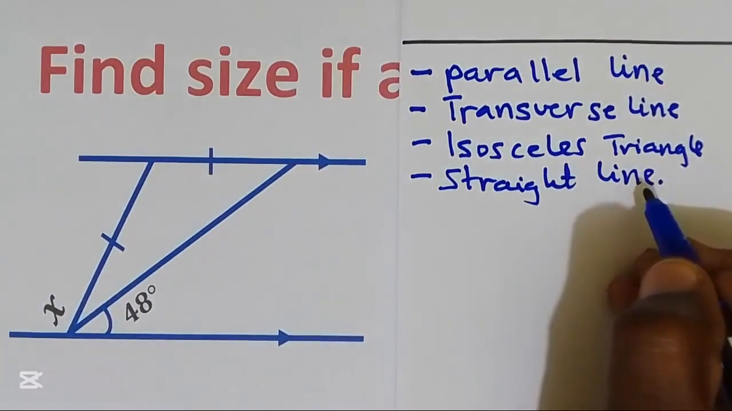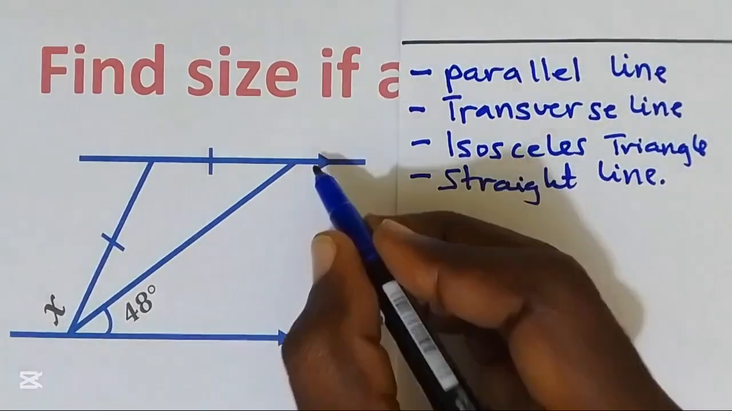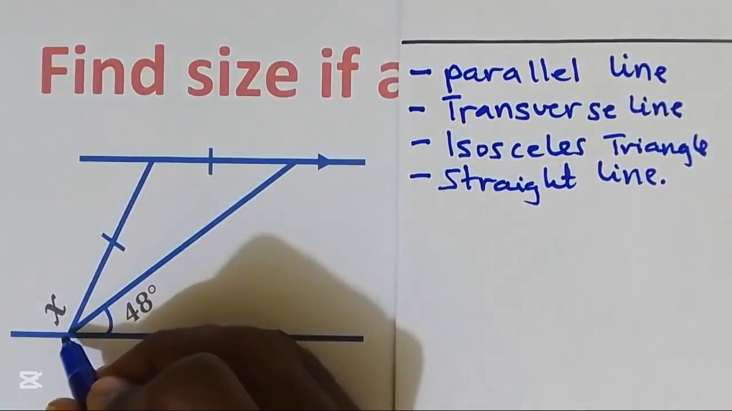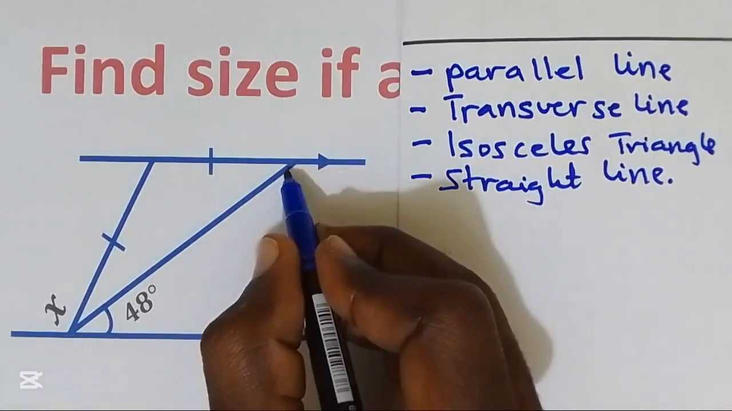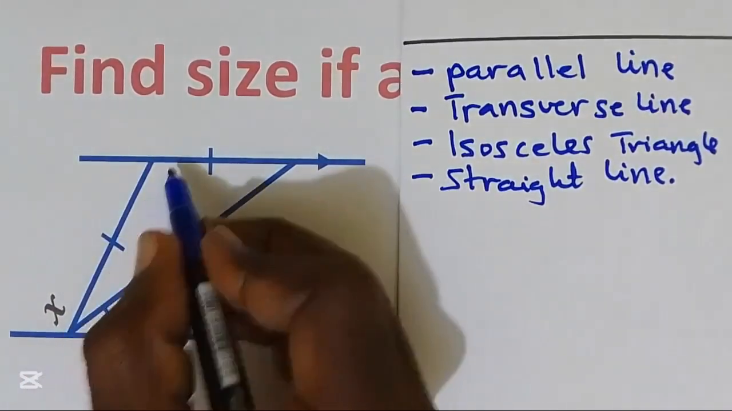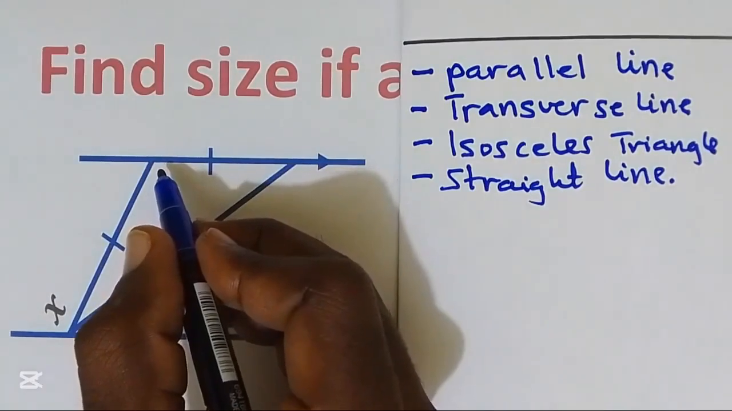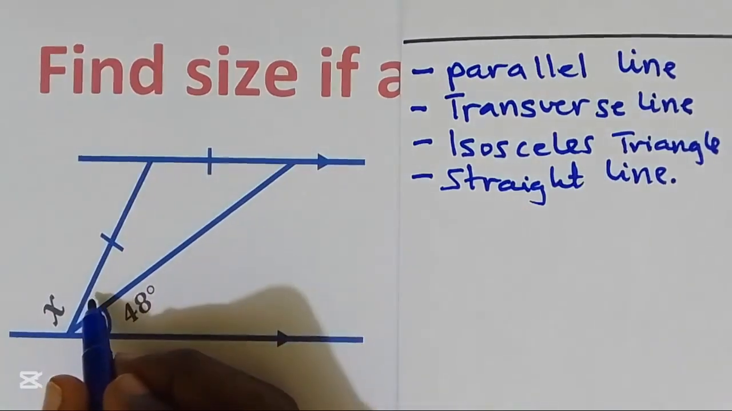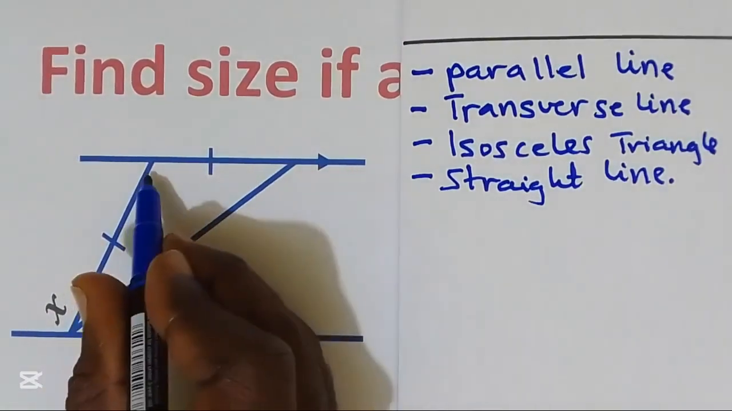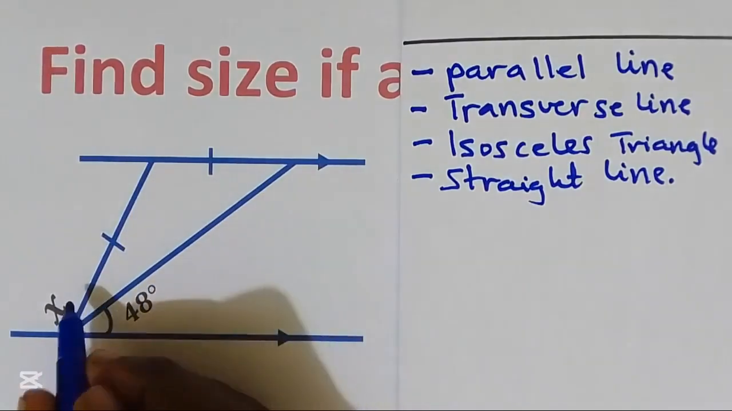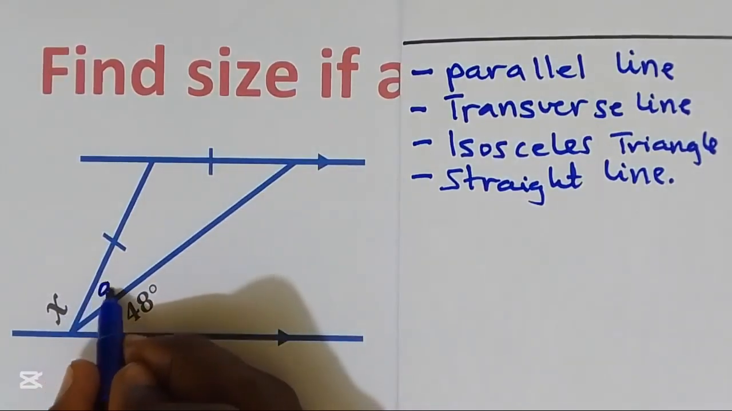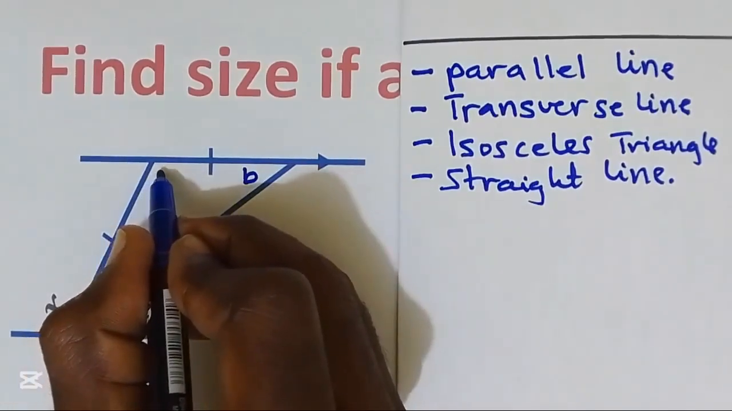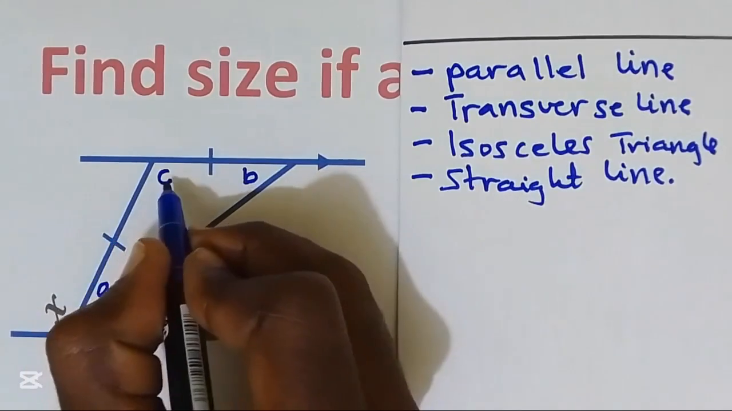As you can see, in our geometry question, they gave us the parallel lines. Also, they gave us transverse line and isosceles triangle. So, first, let us name our angles by giving the letters. We are going to say this as angle A, B, and I'm going to call this angle as C.